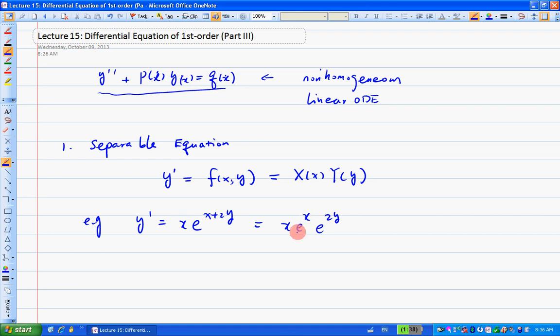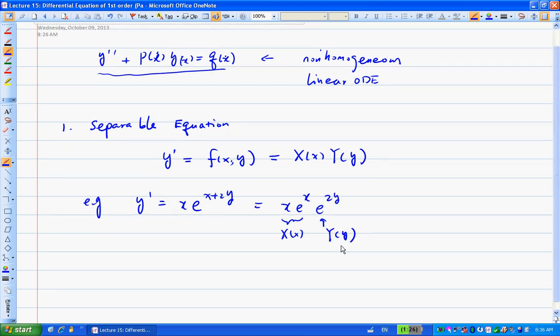And as you can see now, these 2 terms are basically a function of x, and this term here is basically a function of y. So this one satisfies this format here. You can separate this f of x, y into 2 portions like this.